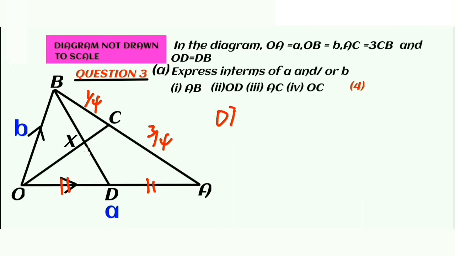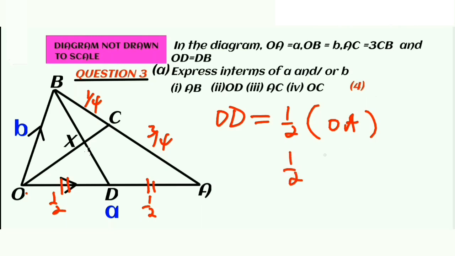Next question, OD. OD equals half of OA. From O to D, D is the midpoint of OA, so this is half, this is half. So OD equals half of OA, but OA equals A, so OD equals half A.